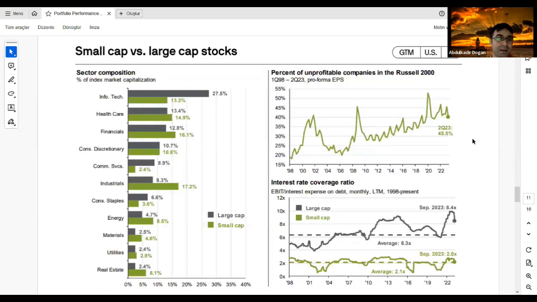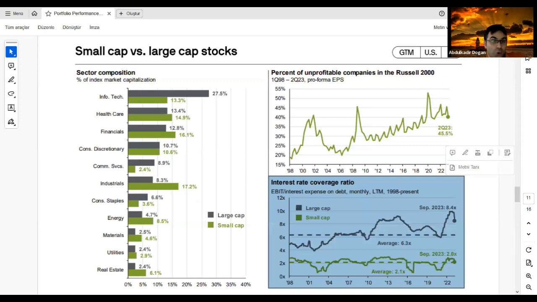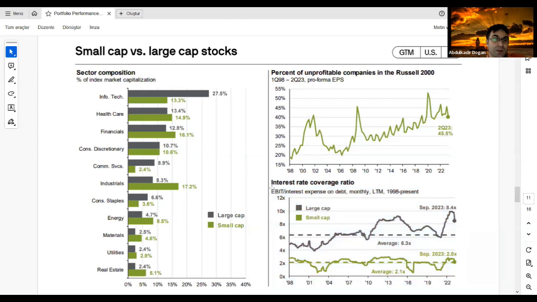And this is a little bit detailed analysis, but I want to take a look at this interest rate coverage ratio here. This is a good indicator for the company valuation and company performance as well. Interest rate coverage ratio, please look at this explanation. It shows EBIT over interest expense on debt, meaning that EBIT means earnings before interest and taxes, your operating earnings.